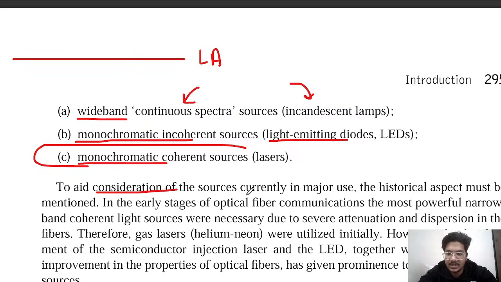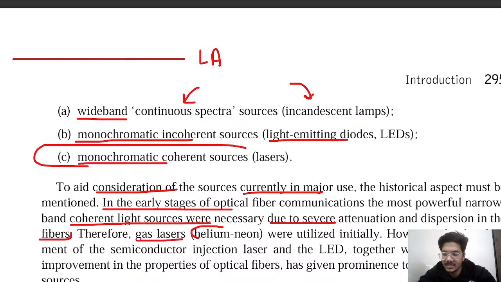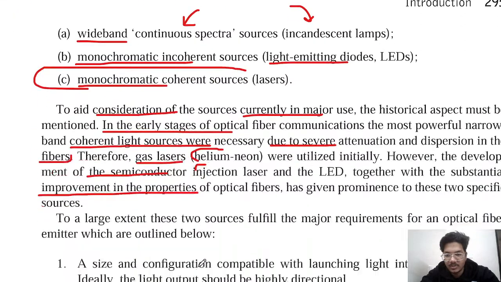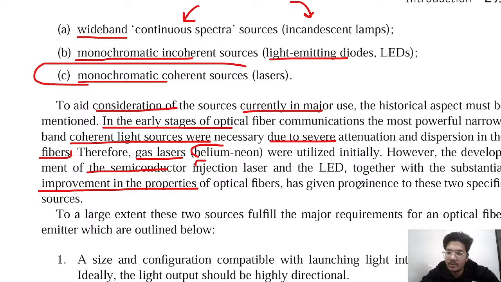Now, to aid the consideration of the sources currently in major use, in the historical aspect, in the early stage of optical communication, the most powerful narrow band coherent sources were necessary due to the severe attenuation and dispersion in the fiber. Therefore, the gas laser, that is helium neon, was utilized initially. However, the development of the semiconductor injection laser and the LEDs, together with the substantial improvement of the properties of the optical fiber, has given prominence to these two specific sources.